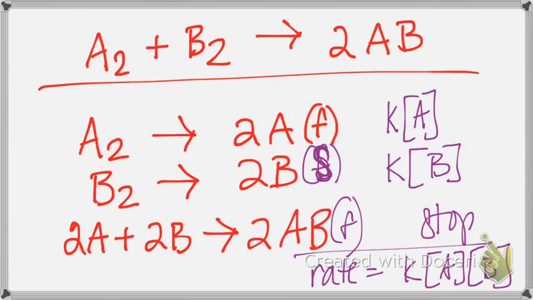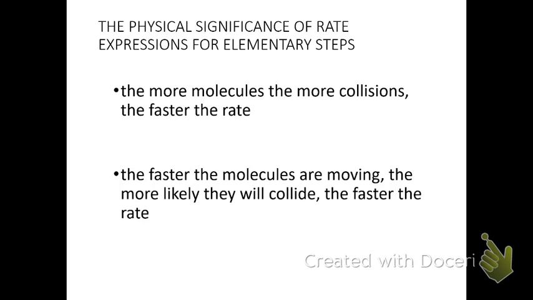Sometimes they might give you some reaction mechanisms and a rate law, and they say, what's the slow step? They're asking you to determine the slow step. So you have to do that sometimes as well. I just wanted to show you where slow wasn't the first step. The physical significance of the rate expression is the more molecules, the more collisions, so the faster the rate. The faster the molecules are moving, the more likely they will collide, so also the faster the rate.